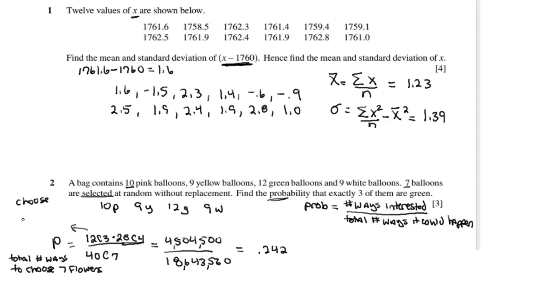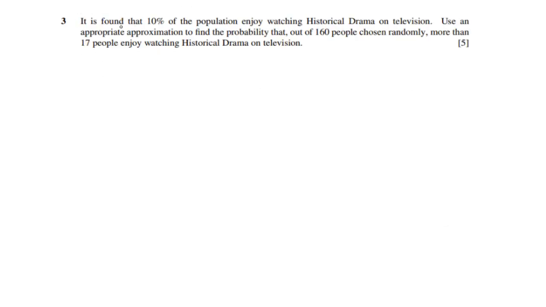Now, keep in mind what we did here. We found out the number of ways to choose the 3 greens, and then we multiplied it by the ways to find the other 4 out of all the other 28. That's how we got our 7, and then we divided it by 40 choose 7.